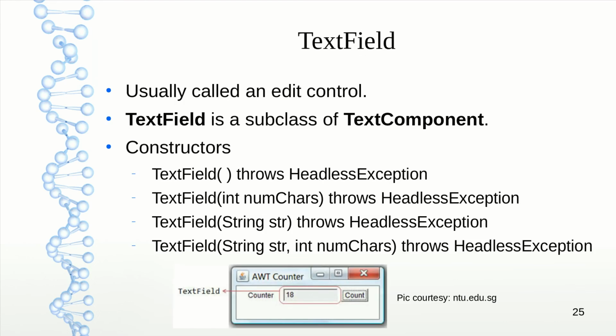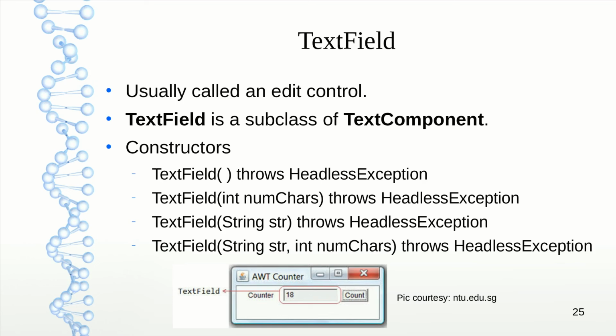We have another powerful control in AWT, which is called a TextField. This is usually called an edit control because we can type and edit text in this control. And this TextField is a subclass of the TextComponent class. We have again a number of constructors available. The default constructor is TextField with no parameter, which simply creates an empty text field.